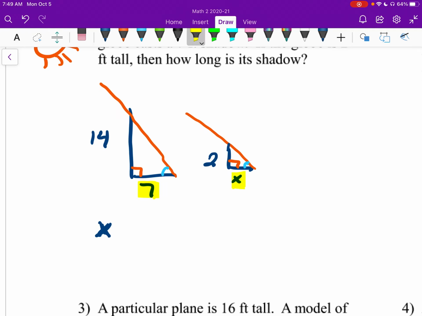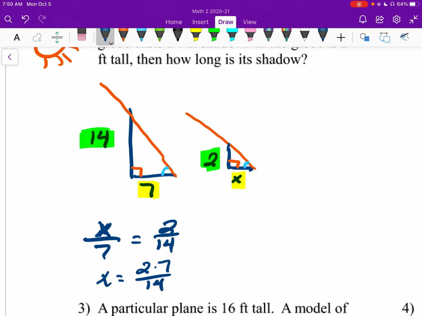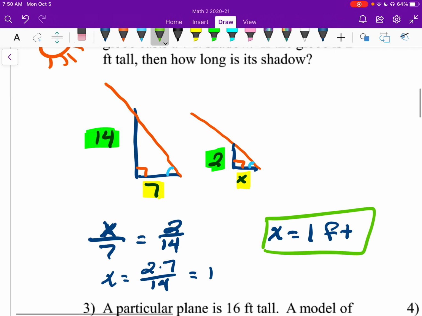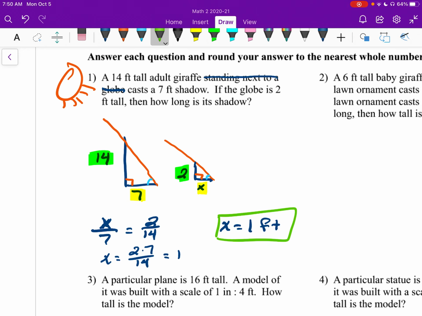My x and my 7 correspond. My 2 and my 14 correspond. So I'm going to say x over 7 equals 2 over 14. And the reason I can say this is because I know that they are similar triangles. I know that they are proportional. So I solve here. I get x equals 2 times 7 over 14, which is actually 1. So x equals 1 foot. And by reading the problem, we probably could have noticed that because the 7 is half of 14, 1 is half of 2. But with some of the problems, it's not necessarily as easy to see.